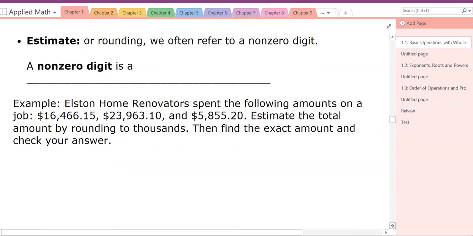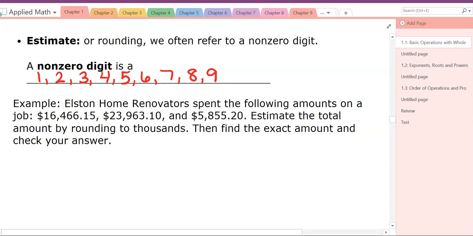Estimate is another word for rounding, and it's often referred to when we're using a non-zero digit. A non-zero digit is going to be something like 1, 2, 3, all the way up to 9. So really anything from our natural numbers that we talked about earlier that's not 0. For example, if we're talking about this home renovators company and they're trying to estimate how much it's going to cost for a job, we would want to round these answers, it says, to the thousands and then find the exact amount and check it.